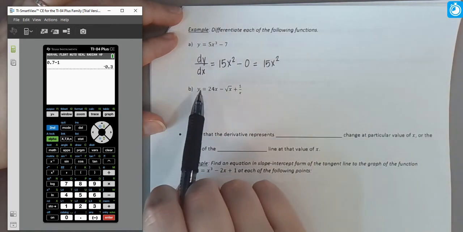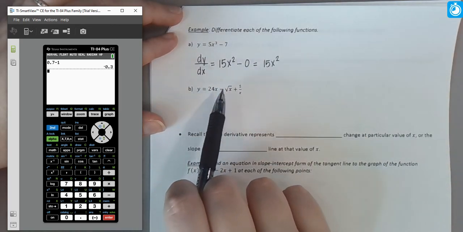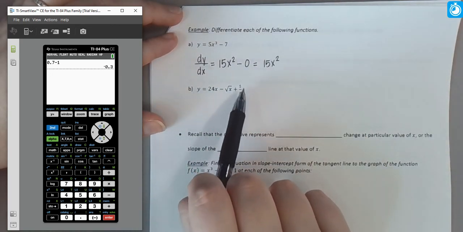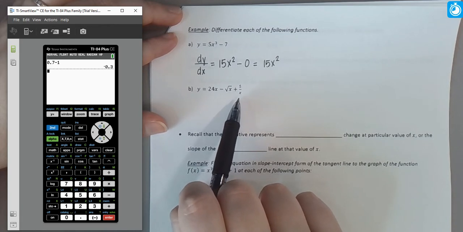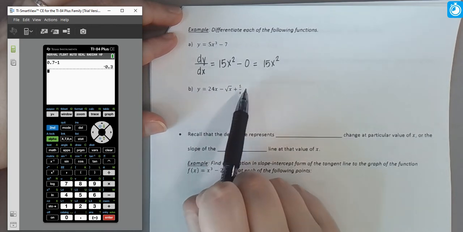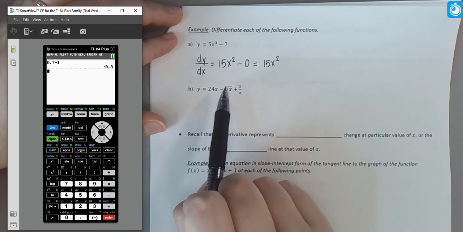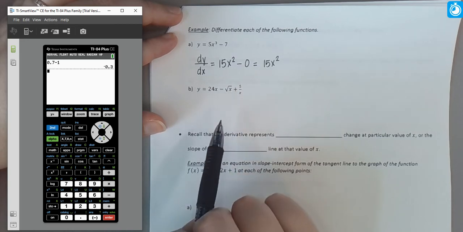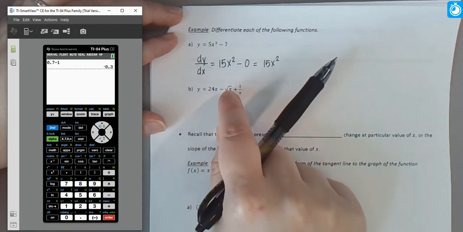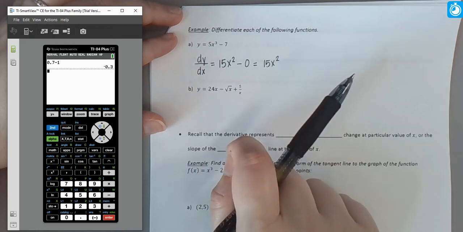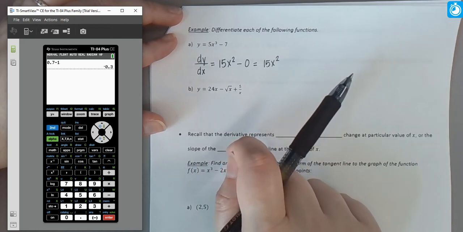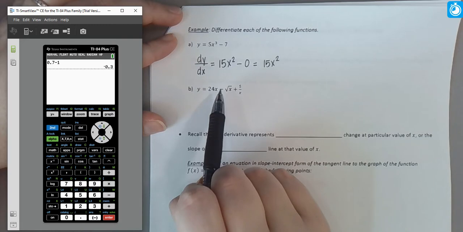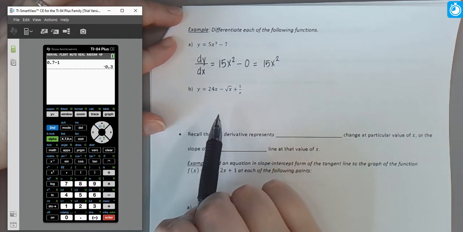Okay, let's try one more. y is equal to 24x minus the square root of x plus 5 over x. So we have 1, 2, 3 terms. We have a difference, and then we have a sum. So the sum and difference rules tell us we can look at these individual 3 terms by themselves, differentiate each individual term, and then just combine those derivatives together with subtraction first, and then addition second.